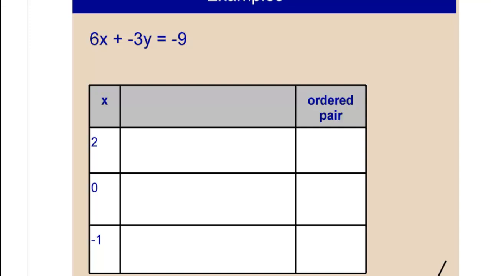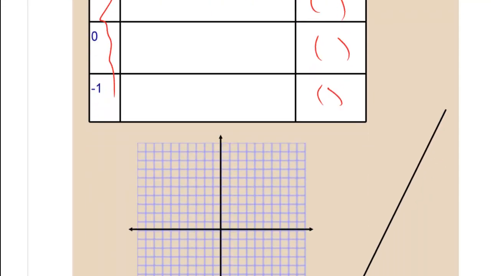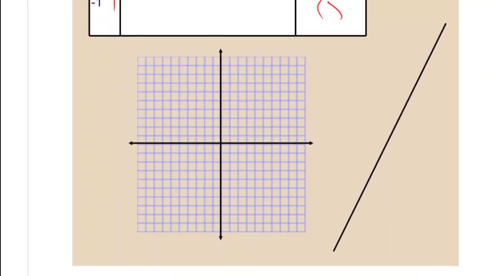Go ahead and solve this equation for y in terms of x. Write it with function notation within your table. And then find all 3 ordered pairs based on the x values that I've given you. And then graph the 3 ordered pairs on your coordinate plane and connect them.